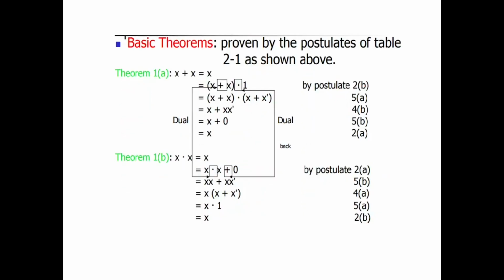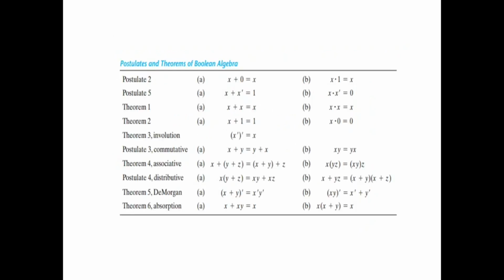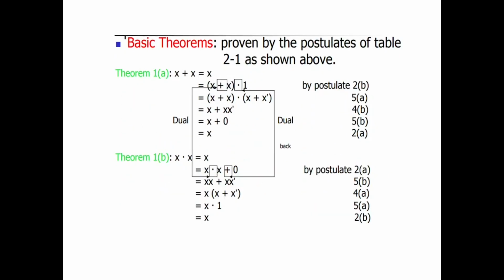And here we have proved the theorems 1A and 1B. So 1B is the dual of 1A. So how is it proved? By the postulates given in this table. With the help of the postulates given in the table, the theorems are proved. So here the first theorem, theorem 1a, is x plus x is equal to x. So we are going to prove that theorem, x plus x is equal to x. So we have to consider the LHS so that we are able to prove the RHS. So first consider the LHS. LHS is x plus x.